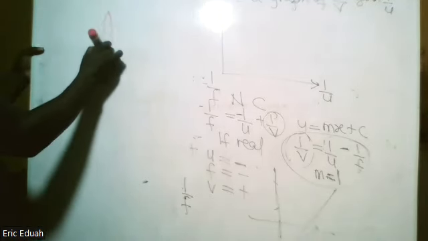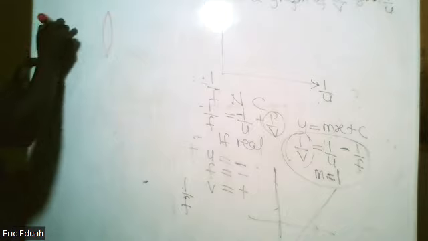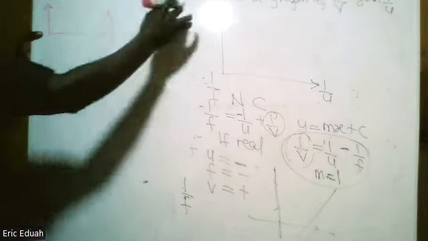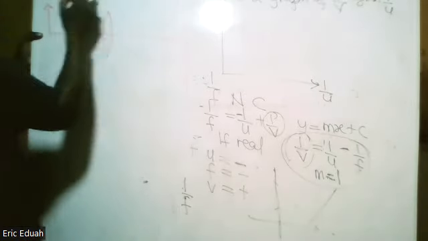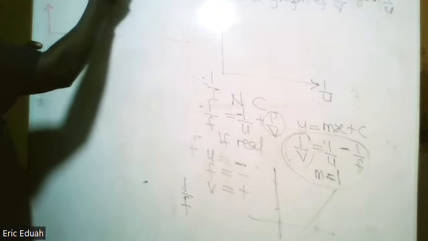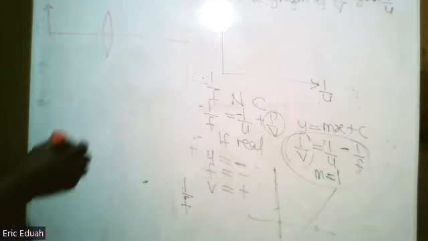So we have the lens here, the screen is here, the object is here. This distance between the screen and the object, represented by the letter D, is always fixed. We don't touch it.